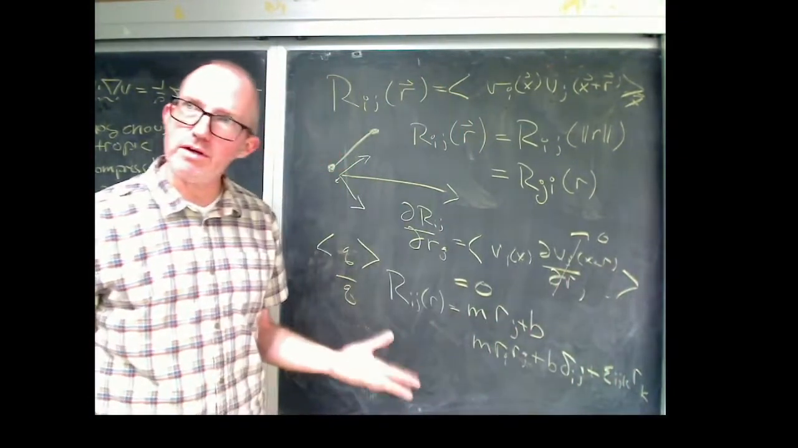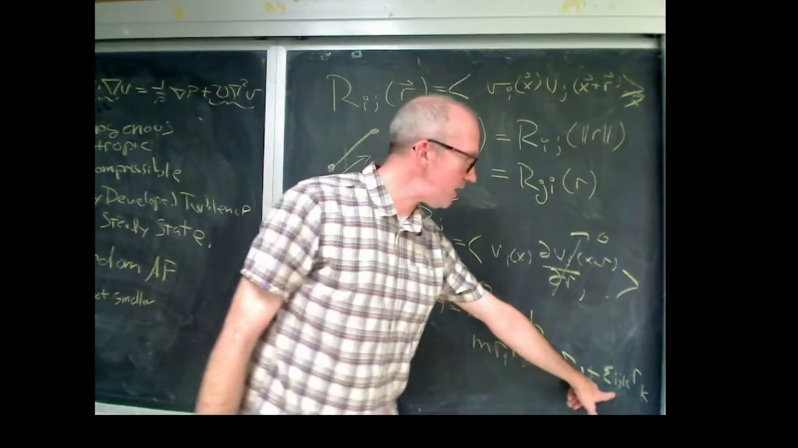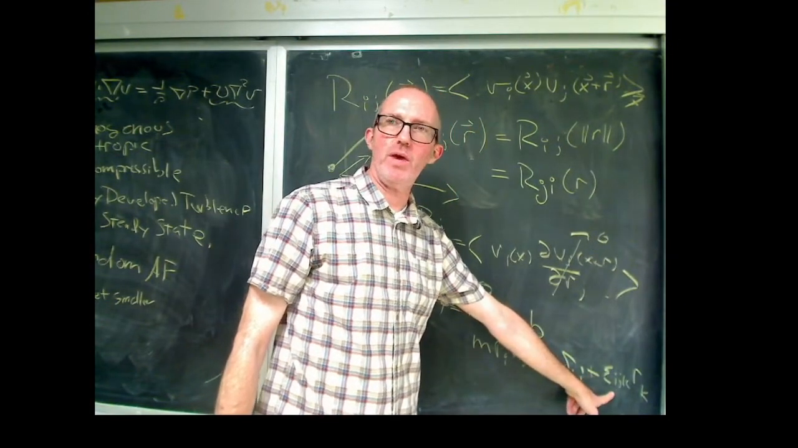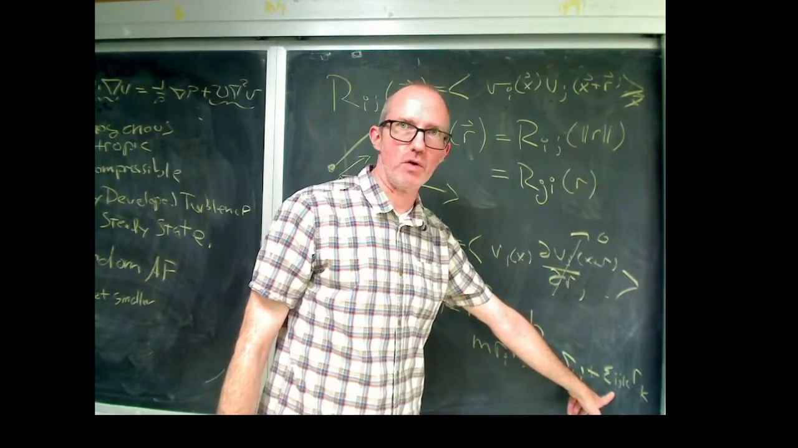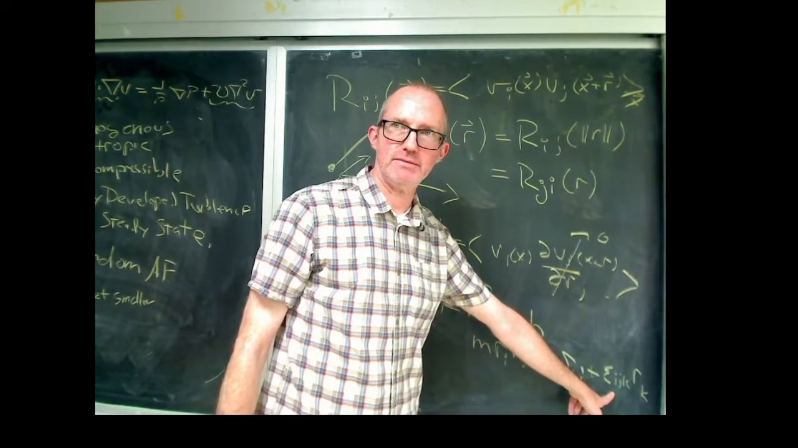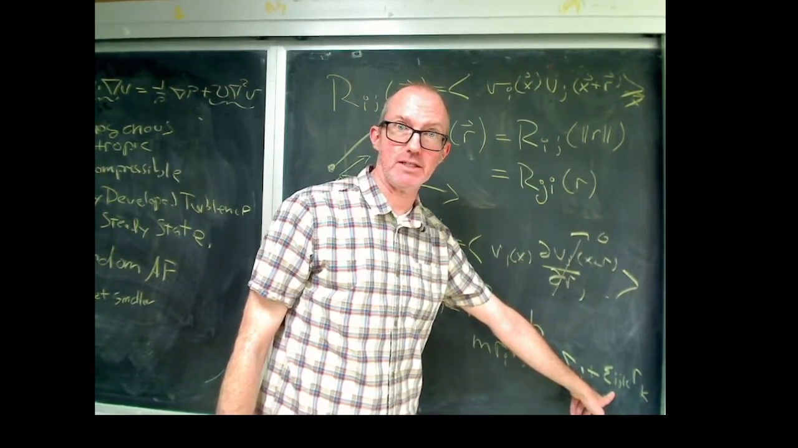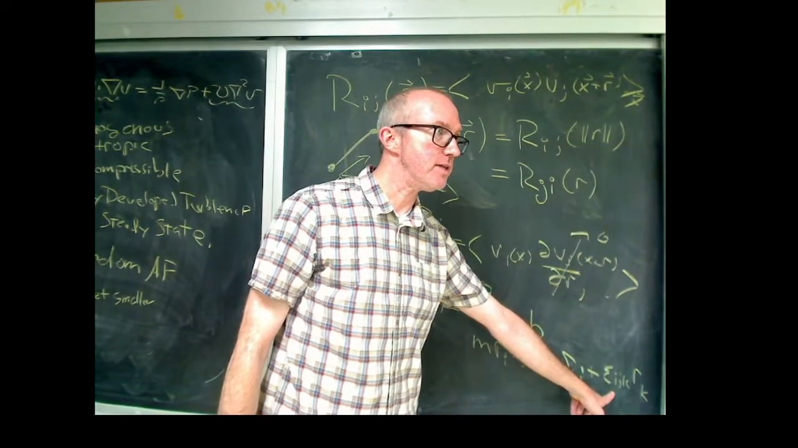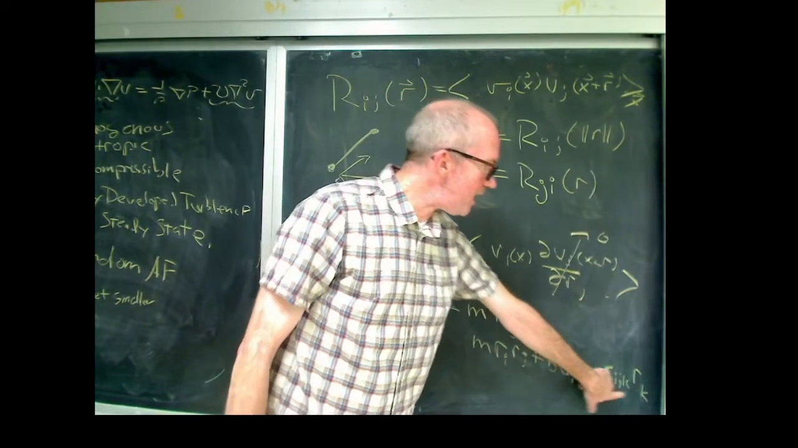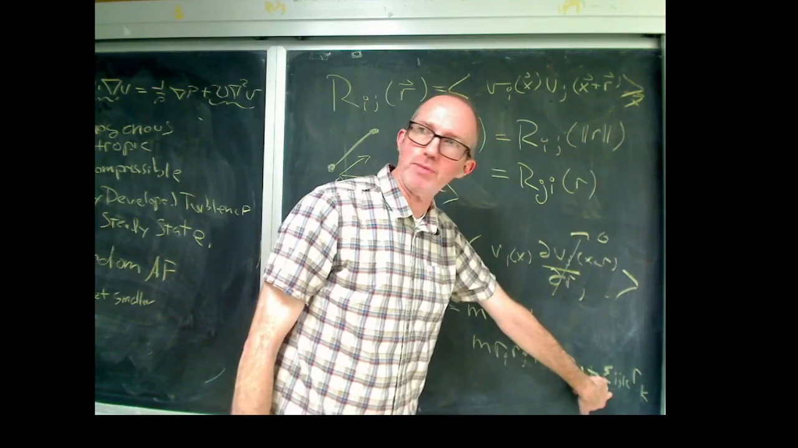I've made it so that they're all tensors. That's what this epsilon ijk is. Now this guy's a tensor. The only way to take a vector and cram it into a tensor that makes sense is contracting with the triply antisymmetric tensor. This guy has all of the isotropy properties that we need.